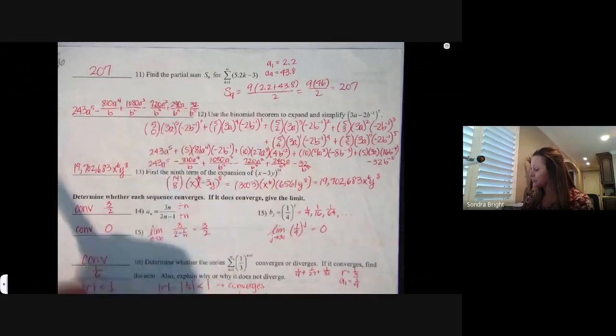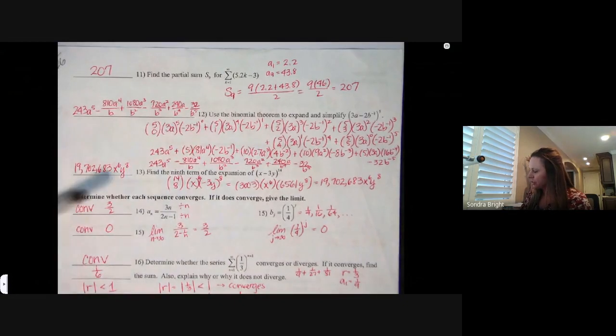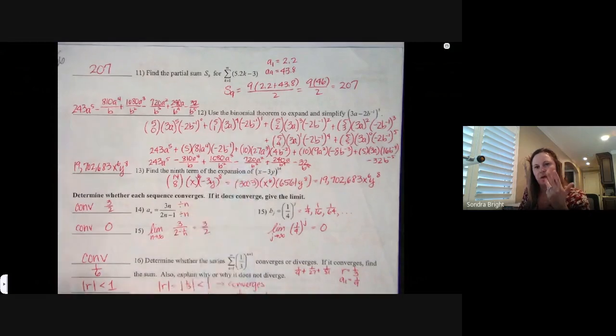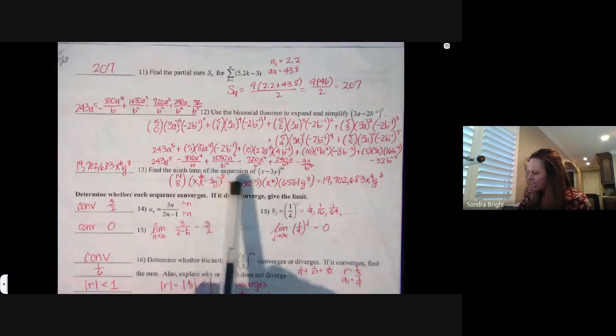Finding the 9th term. Well, if it's the 9th term, your x will have to the power of 6, because it would have started with 14 and then 13, 12, 11, 10, 9, 8, 7, 6. So the 9th term, that power on x is to the 6th, and then the power on the -3y needs to add up to 14. So 6 plus 8 gives you 14.